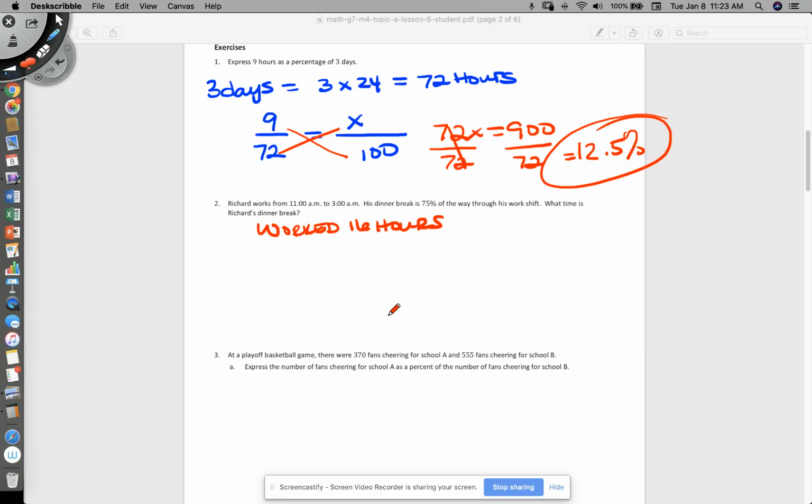Okay, I'm actually going to let you solve this one out, but I'm going to set it up here. He's worked 16 hours, and he gets a break at 75% through his shift. So you need to find out what hour that would be, and then tell me what is the time represented at that hour. Okay, so go ahead and solve that one out. I'll meet you back at number 3.